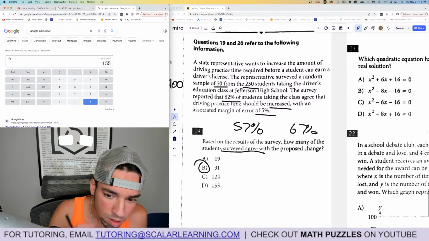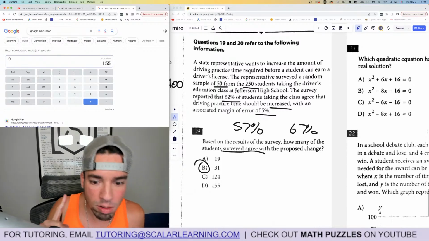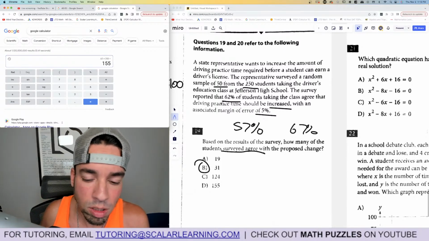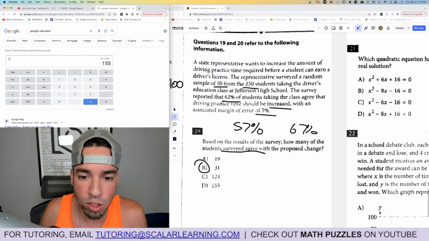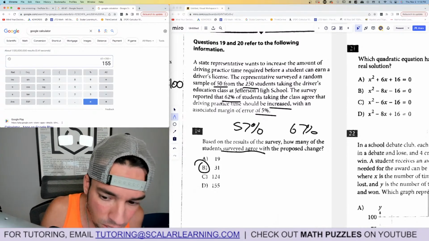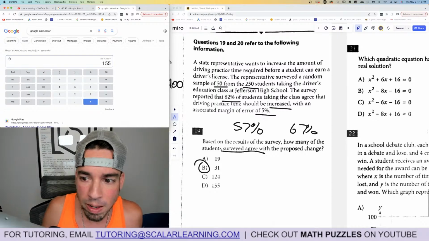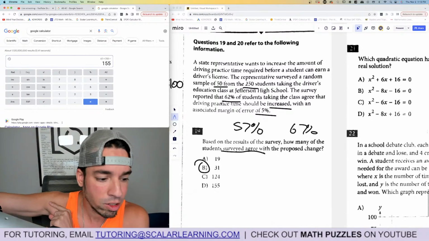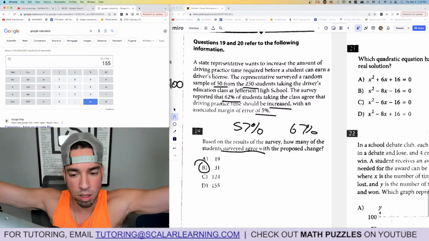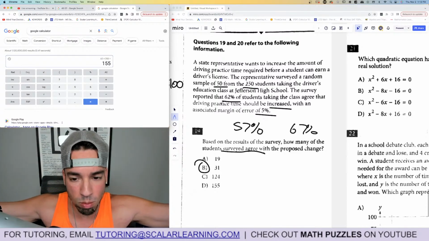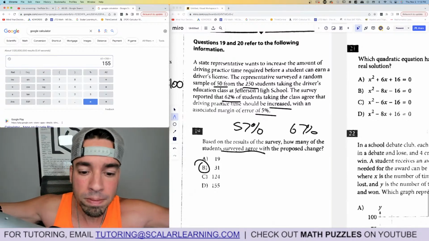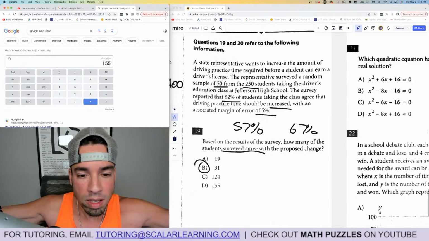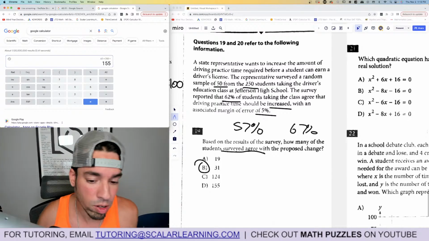But they didn't say, based on the results of the survey, how many of the students in the education class agree with the proposed change, right? They said, based on the results of the survey, how many of the students surveyed? So I don't think they're including... let me just think about it for one more second. Yeah, because they're talking about the random sample that was surveyed. So I think 31 is the winner.